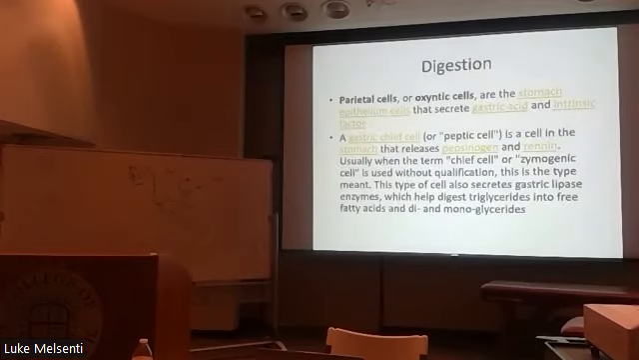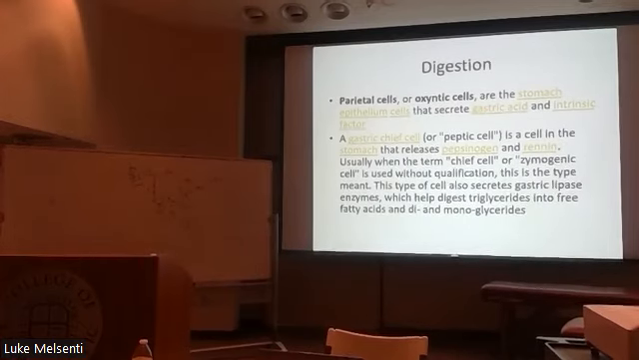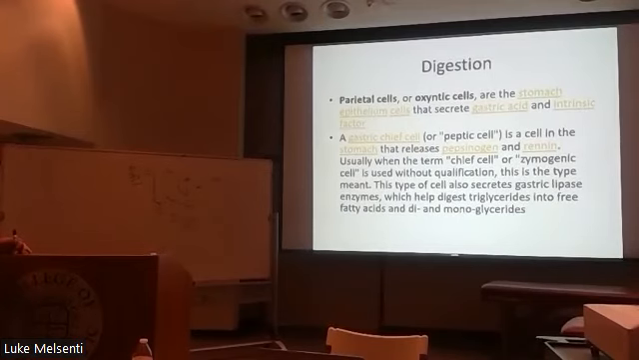Digestion: your parietal cells or oxyntic cells that are in the stomach are epithelial cells that secrete the gastric acid, and also intrinsic factor. What do you need intrinsic factor for? B12 absorption. Very good.